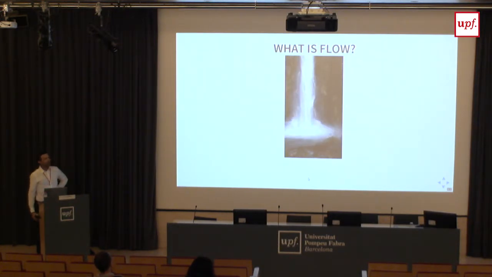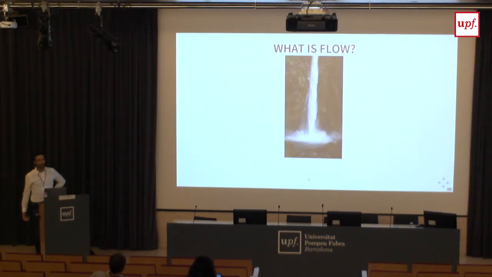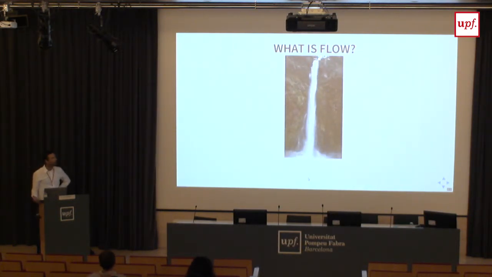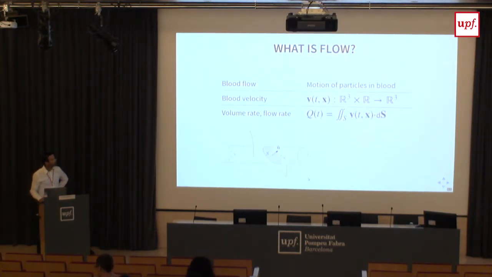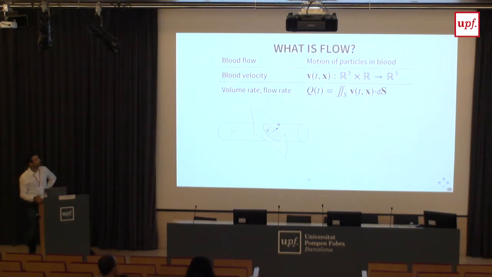This is what I think of when I think of flow. So flow is something that can be really complex, that is definitely 3D and varying over time in general. So we need a formal way of defining this mathematically if we want to do some engineering with it. So mathematically, or more formally, blood flow can be described as the motion of particles. And if we are looking into cardiovascular flow, it's the motion of blood particles throughout the cardiovascular system.